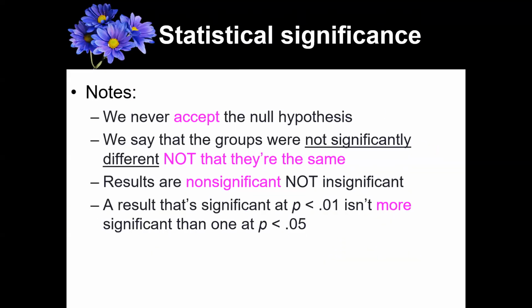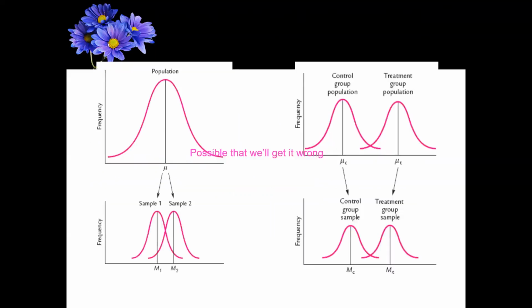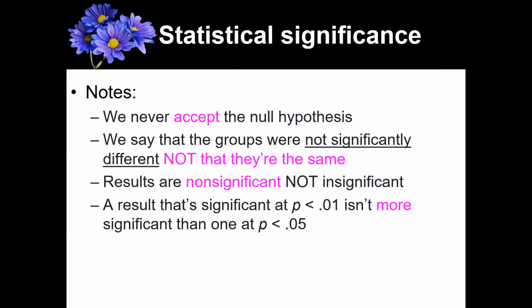And this is kind of a tricky point because a lot of people actually disagree about this, but we don't say that a result is more significant or less significant. It's either significant or not. At least that's the conventional wisdom. So if it's less than 0.05, it's significant. If it's greater than that, it's non-significant, but it's not more or less significant at one value versus another. Okay, we'll break there.